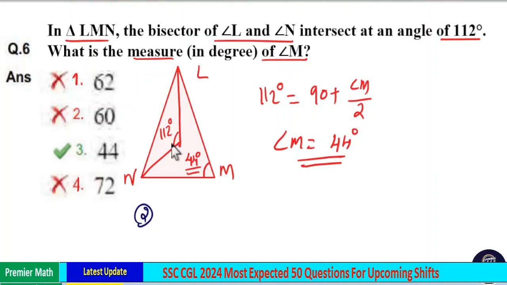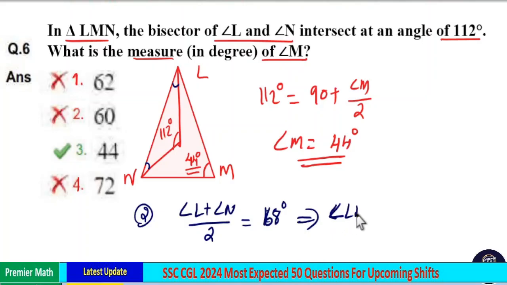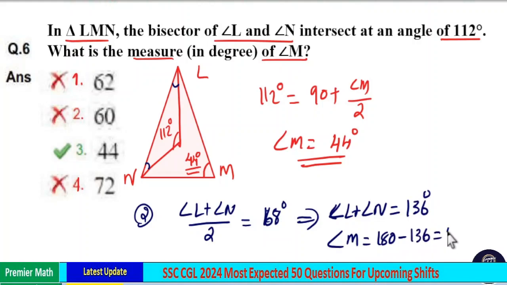That is, the second method: the sum of angles in a triangle is 180 degrees. Here this is 112 degrees, and you can see these two angles are angle L by 2 plus angle N by 2. That is, angle L by 2 plus angle N by 2 is equal to 180 minus 112, which is 68 degrees. Which means angle L plus angle N is equal to 2 into 68, 136 degrees. Then angle M is equal to 180 minus 136, which is equal to 44 degrees.